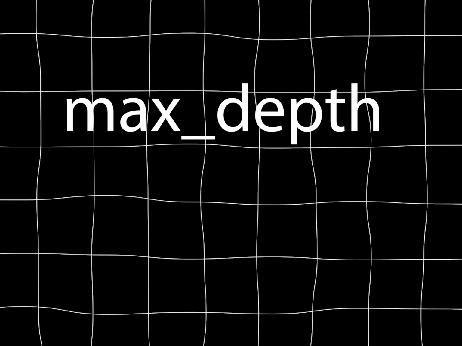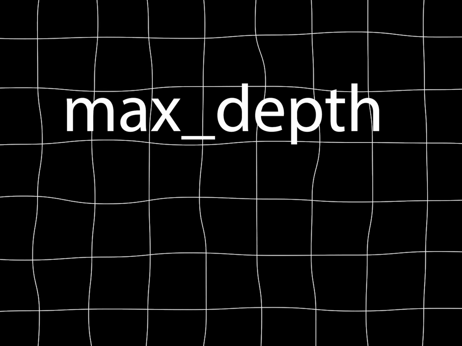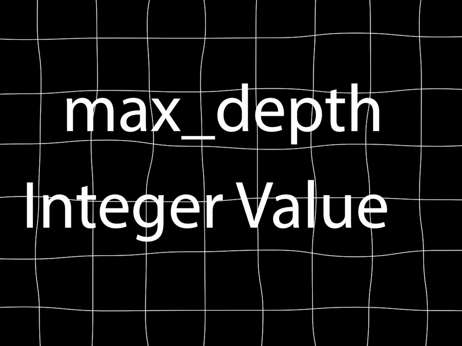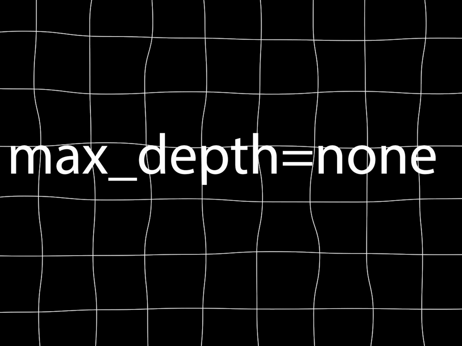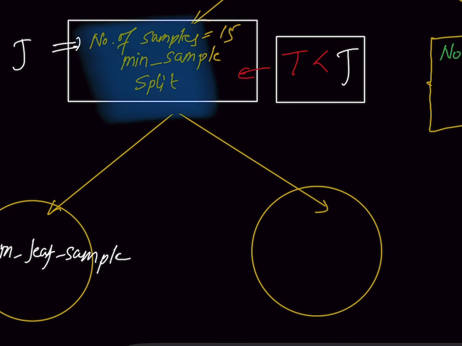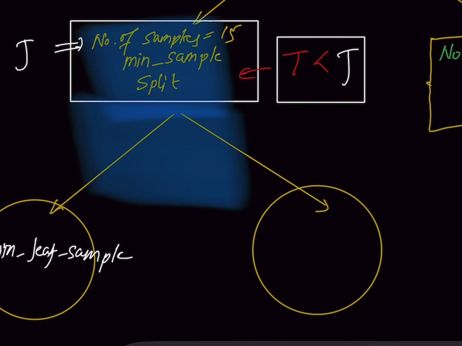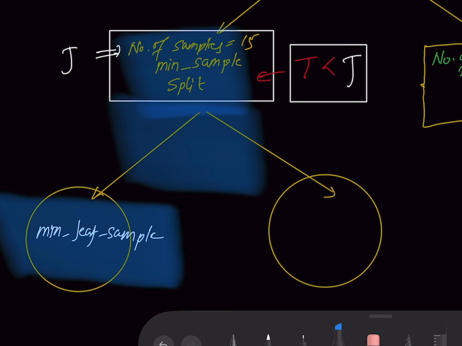The third one is max depth, which denotes the maximum depth of the tree. It can be an integer value. And if it is none, then the tree will grow until it reaches overfitting or until it learns all the training data. Fourth one is minimum samples split. It tells the minimum number of samples which is required to split the node. Fifth one is minimum samples leaf. The minimum number of samples required at the leaf node that will decide the split of the decision tree.